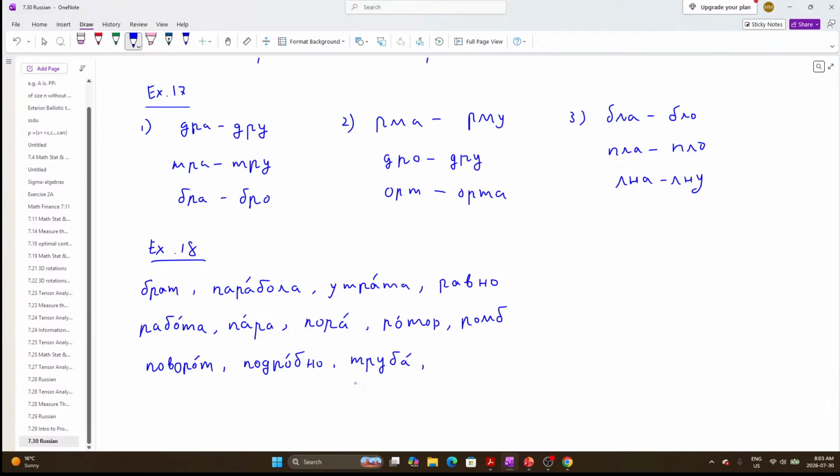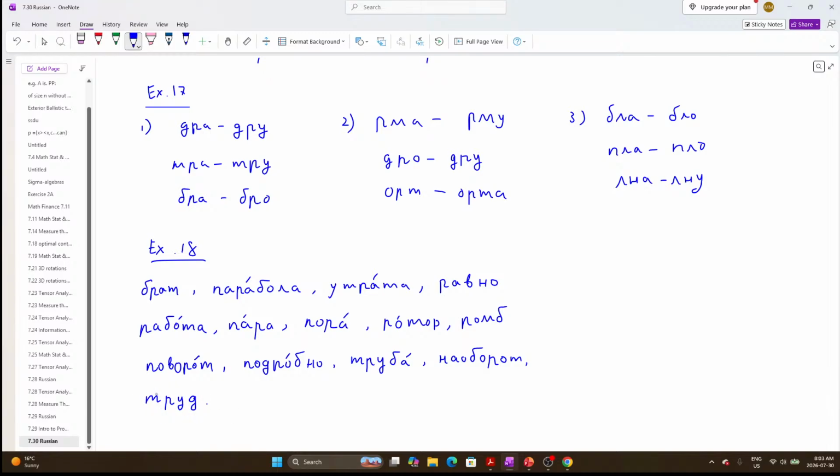Наоборот. Oh, that's conversely. I've seen this word on Duolingo. Наоборот. And finally, труд. Труд. You see this word in a lot of Soviet era posters.